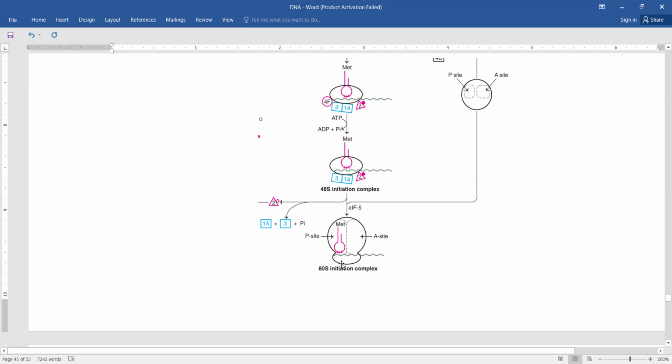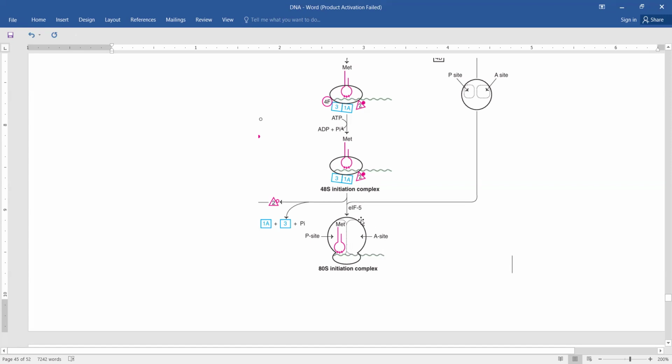So in a complete 80S ribosome, we have at the P region this aminoacyl tRNA having methionine amino acid. Now we have the 80S initiation complex formed, that is, initiation has occurred, starting is occurred.